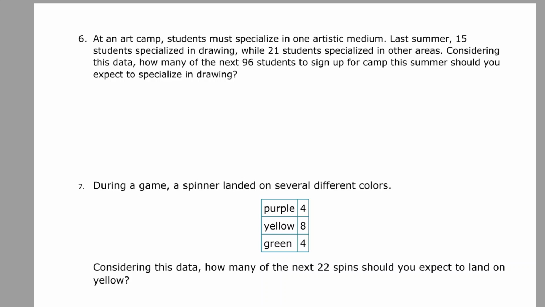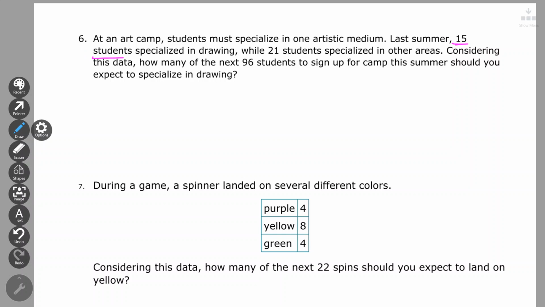we've got to take those that were specializing in drawing. So there were 15 students specialized in drawing. So we got to say 15 students did the drawing plus 21 students, they did other areas. So when we say 15 plus 21, we're going to get 36. So a total of 36 students were at the camp. Okay? Now, that's our total, that's our denominator spot of the first fraction.